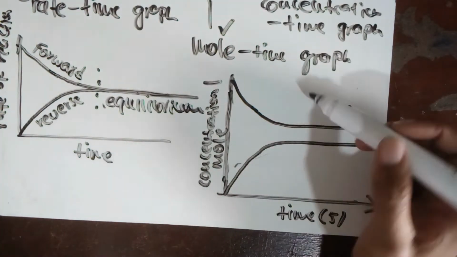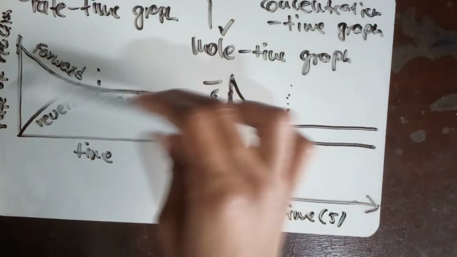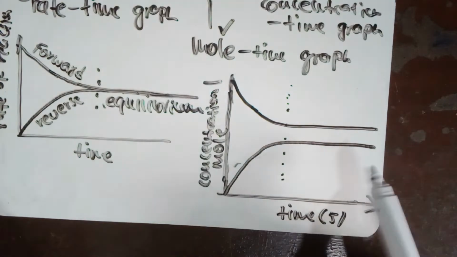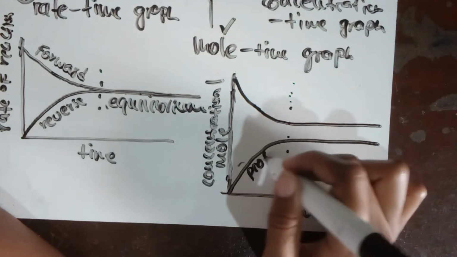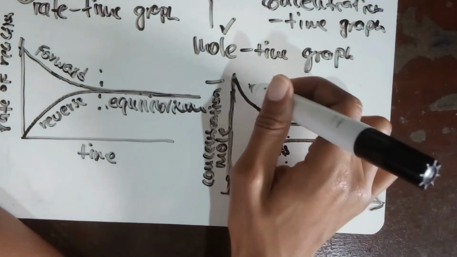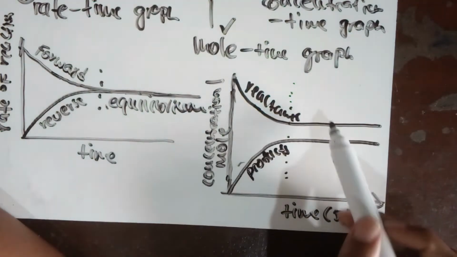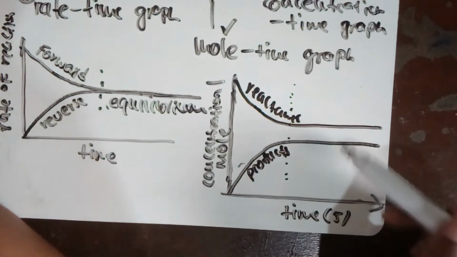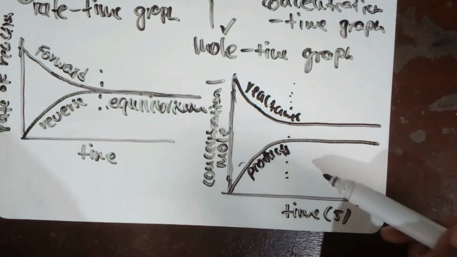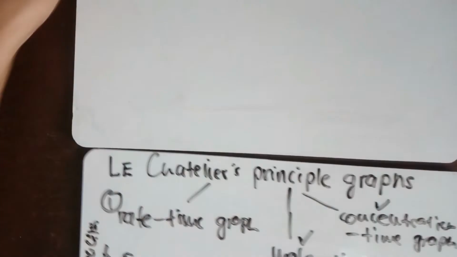So what are you noticing? Here they have reached equilibrium. The rate of the forward and the reverse reaction are the same. However, it doesn't mean that at equilibrium the number of moles or concentration of the reactants is equal to the number of moles or concentration of your products. Here you have your products, or reverse reaction, and here you have your reactants.